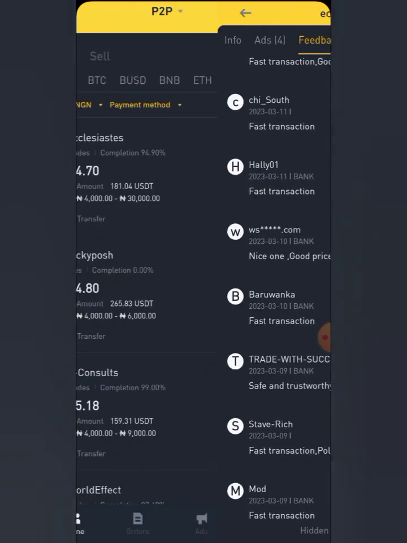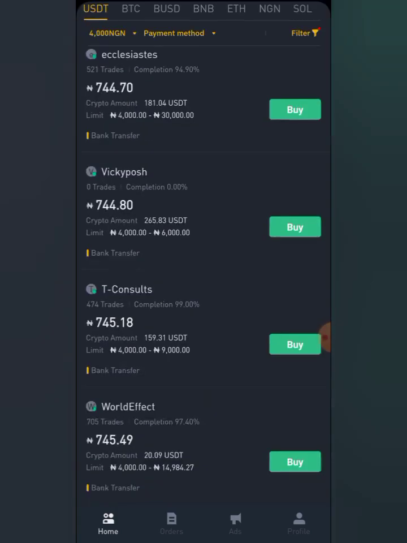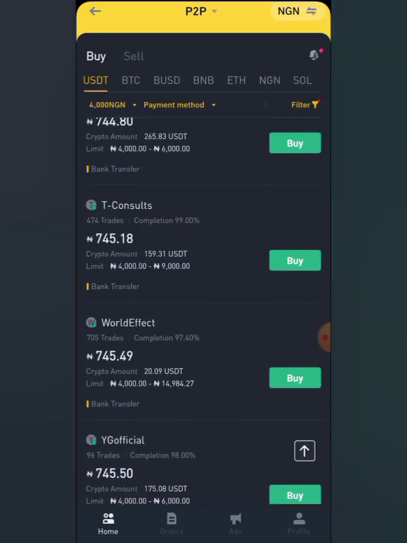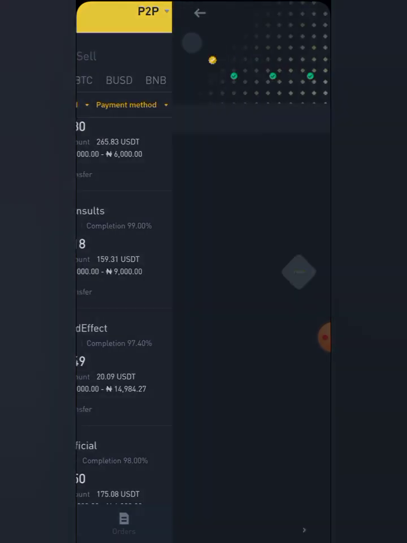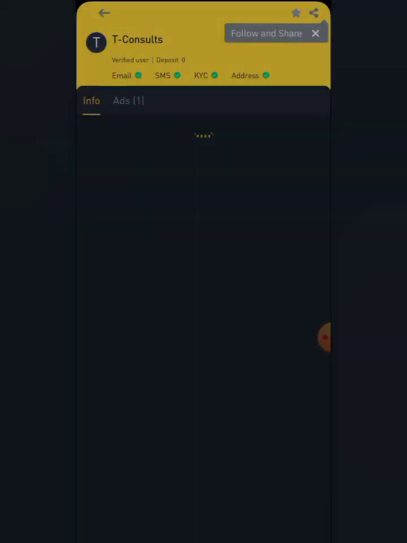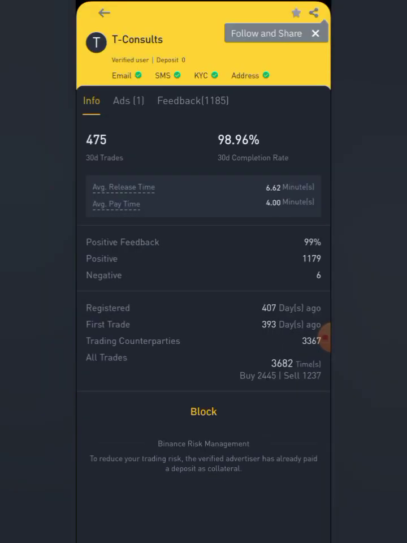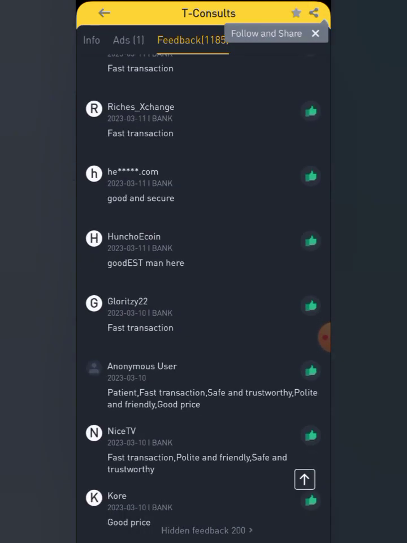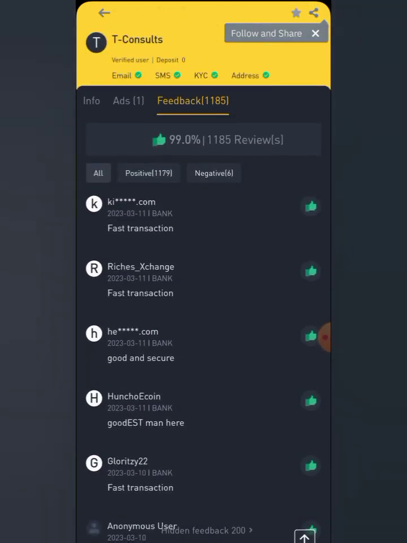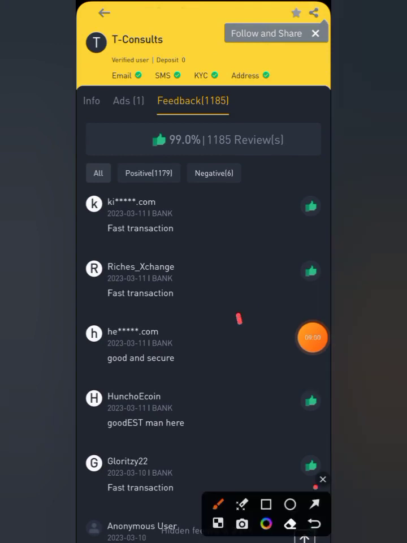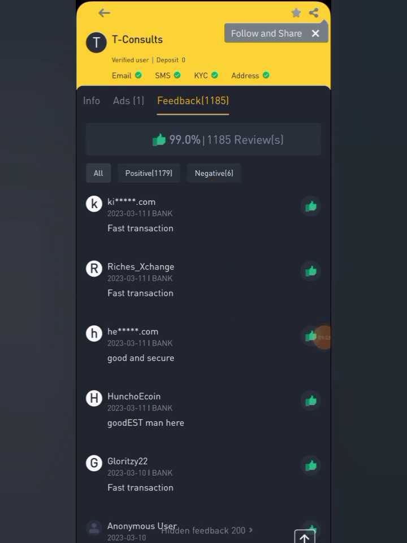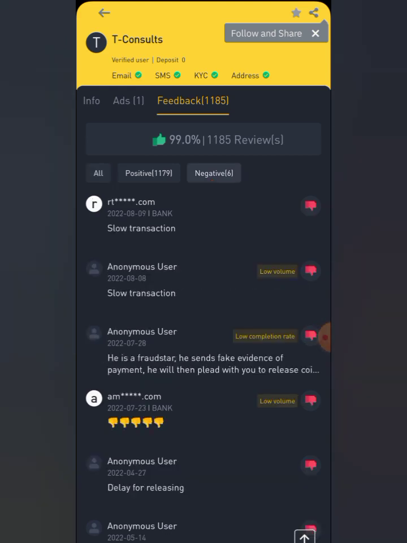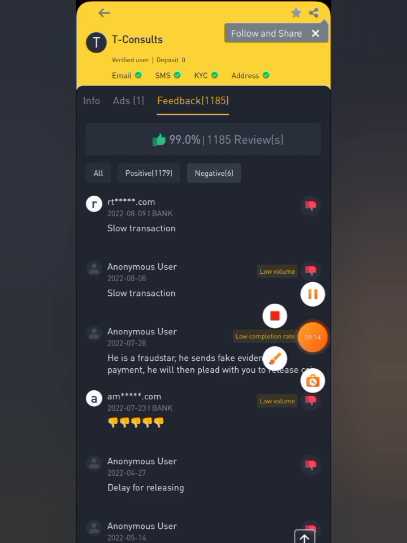in his transactions. So we now go back again, and let's look at one other person here. Let's look at this T consult. If we click on T consult, and then go to his feedback and click on feedback, you will see he's having positive feedback. Then you can even go to his negative feedback so that you can see what people are saying about him negatively. So once I click on negative feedback here, you can see slow transaction, anonymous, he is a fraudster, he sent fake evidence of payment.